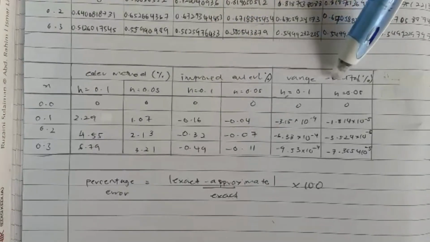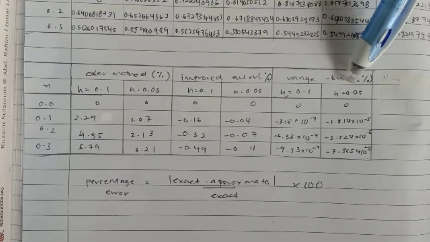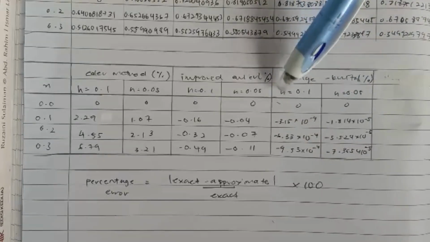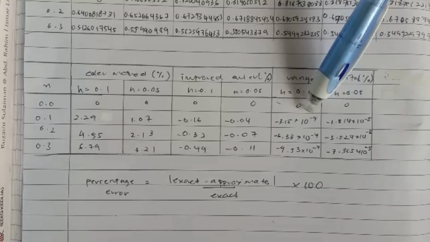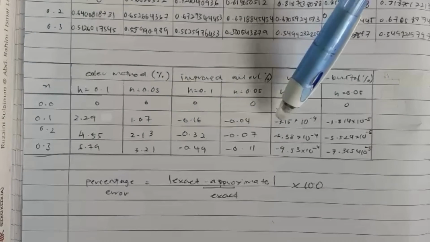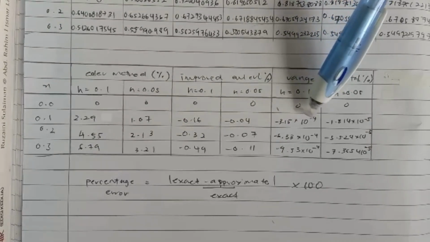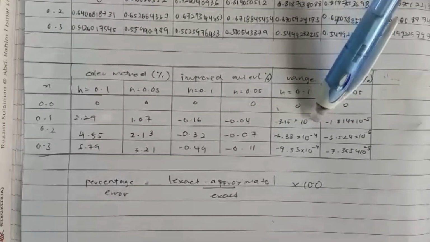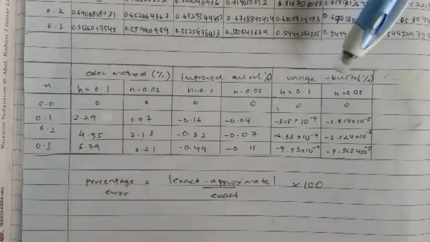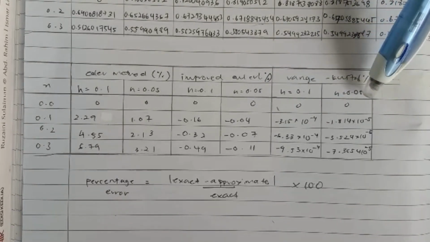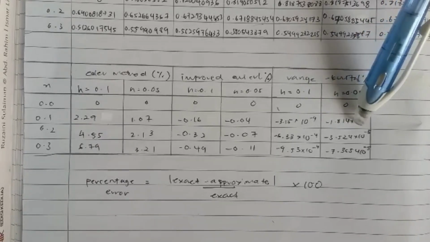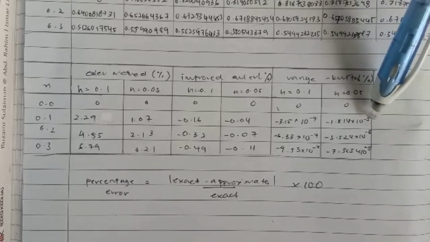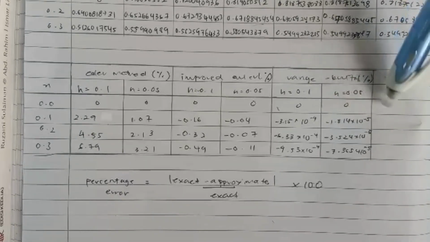And the Runge-Kutta is also the same. When h is equal to 0.1, the percentage of error is smaller than both improved Euler and Euler method, which is negative 3.15 times 10 to the power of negative 4, while the percentage of error when h is equal to 0.05 becomes negative 1.814 times 10 to the power of negative 5, which is the smallest percentage of error we have in here.